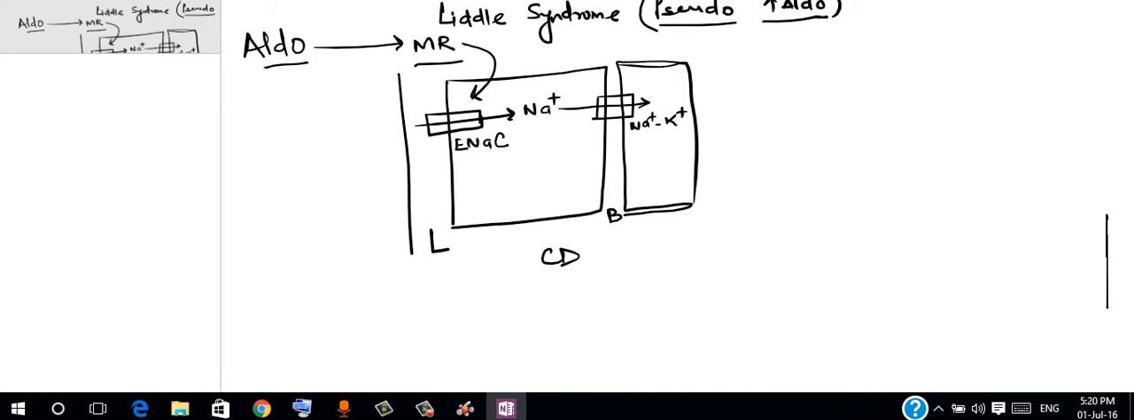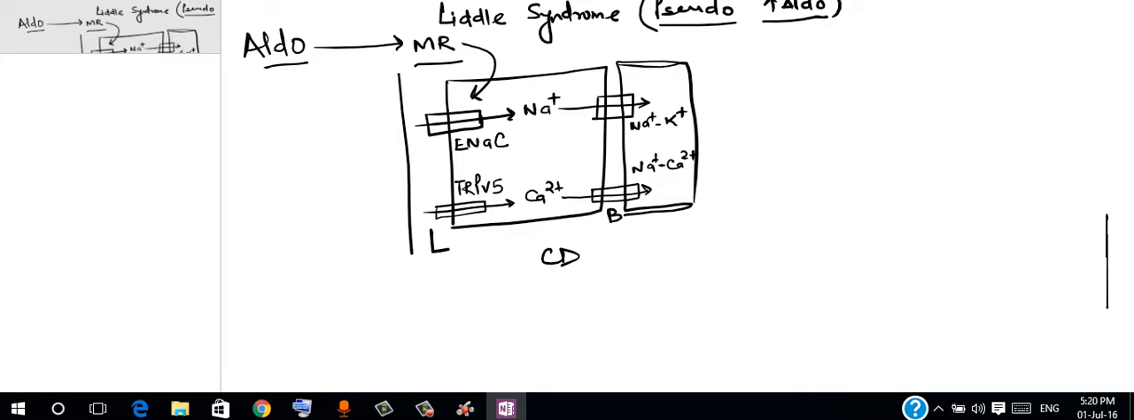Now, along with this, there is passive reabsorption of calcium via some specific channels that are called TRPV5 channels. They promote the reabsorption of calcium, which again gets transported across the basolateral membrane via the sodium calcium transporter.